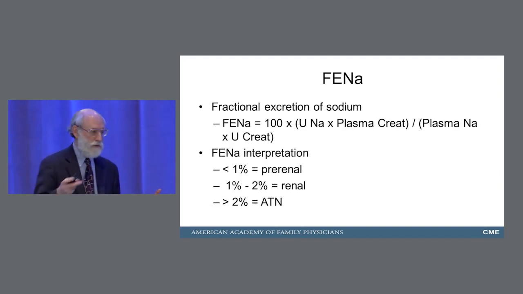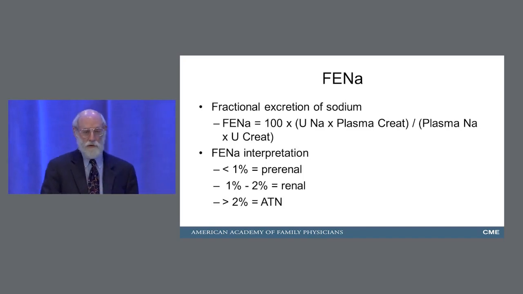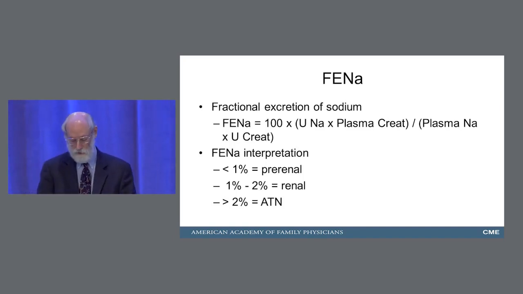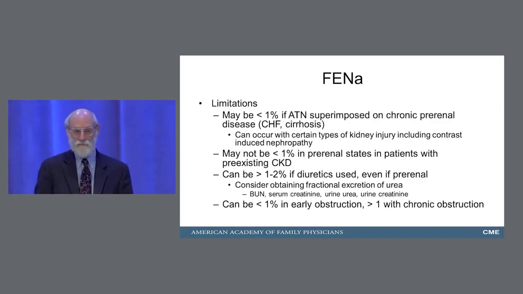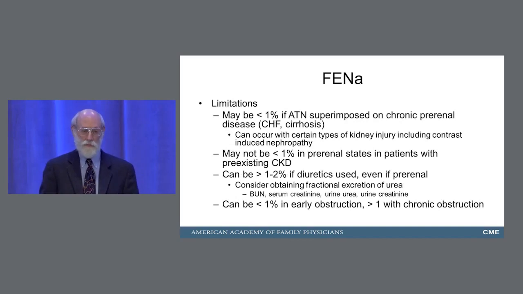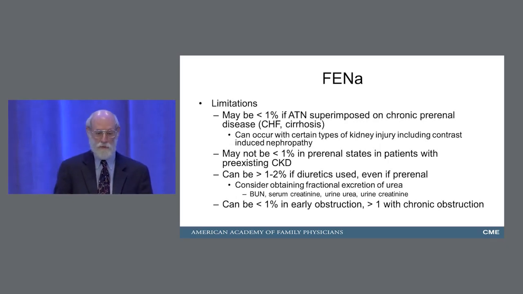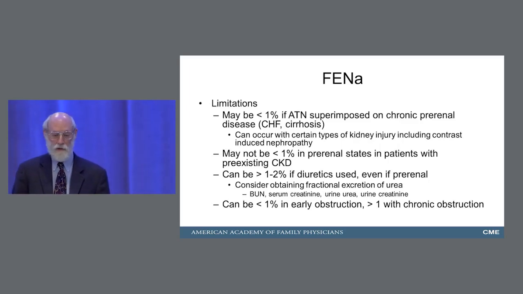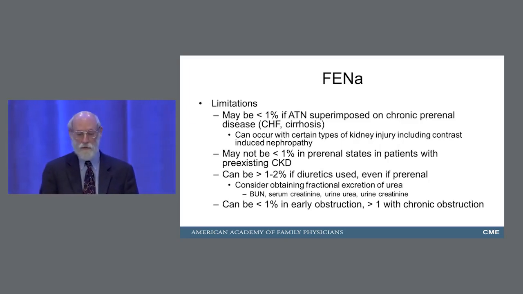And the interpretation is a FeNA less than 1% is typically a pre-renal cause. Over 2% is ATN, 1 to 2% is usually a renal cause of this. But be careful in your interpretation. A FeNA less than 1% can occur if ATN is superimposed on chronic prerenal disease. It may not be less than 1% in a prerenal state if there's underlying chronic kidney disease.